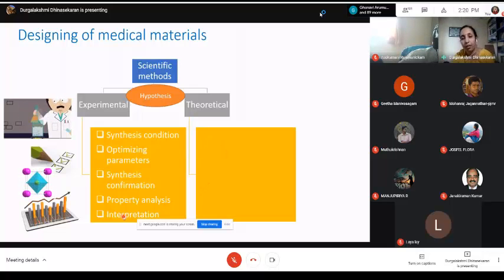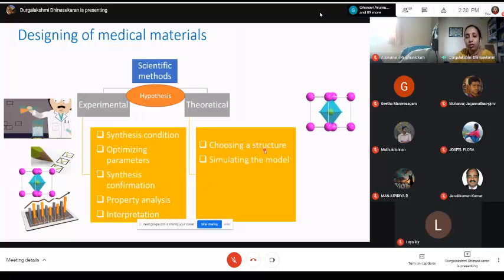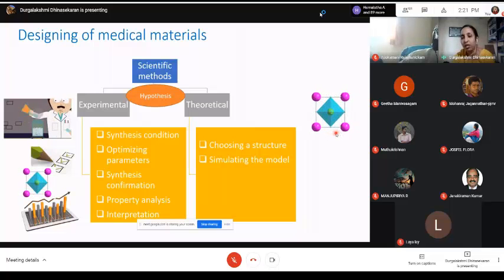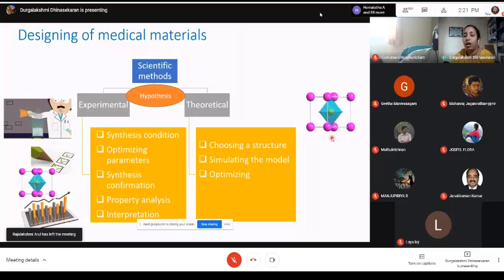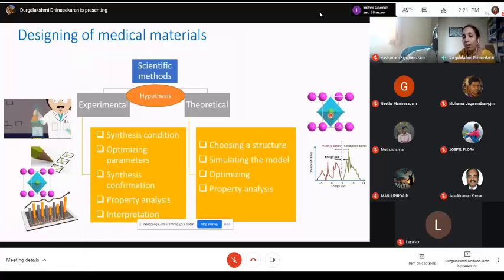Similarly, in the theoretical approach, they will start by choosing a structure based on literature survey or by designing a new model. Then they simulate the model based on the electronic structure arrangements, and they optimize the structure for higher stabilization, and then they run the programming for simulation and also for optimization conditions. They understand the property analysis based on the density of states and energy diagram, and there are so many software tools available to understand the different property analyses.